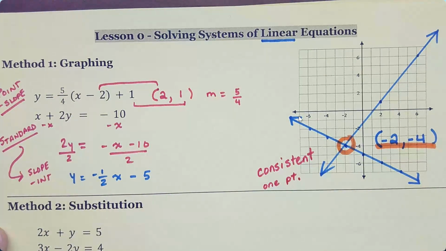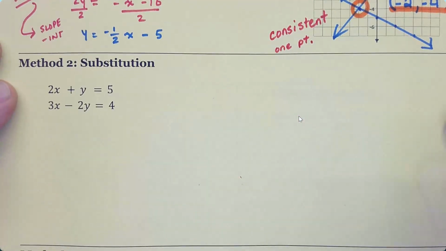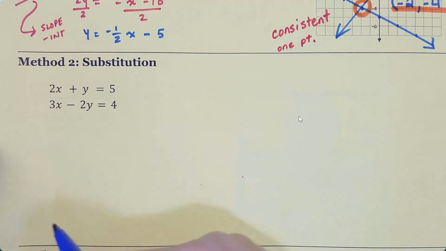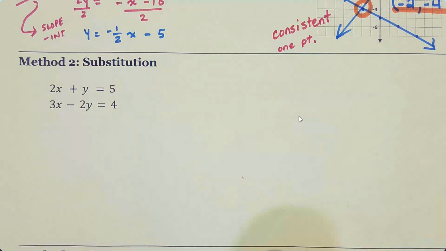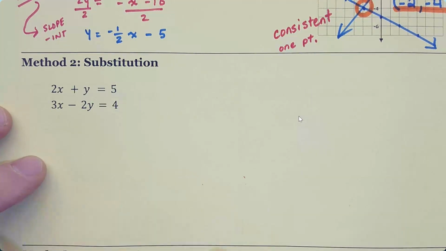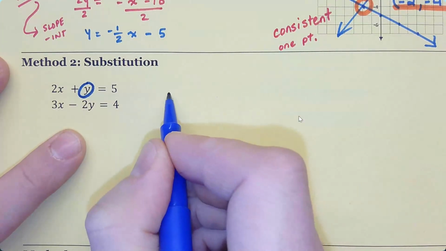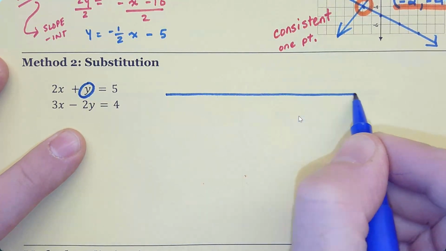Okay, let's do another one. Let's take a look at a substitution problem. Substitution is a good method to use when it is easy to isolate one of the variables. And so I see two equations here, and this one has just a plain old y in it, and that y seems really easy to get by itself.